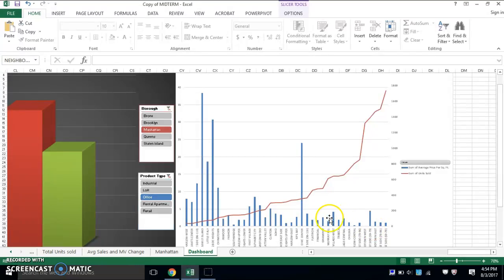So the blue line down here is showing you the price per square foot, which might be astronomical like over here, and there are not many units sold, or it could be really cheap and a lot of units are sold, as you can see here.